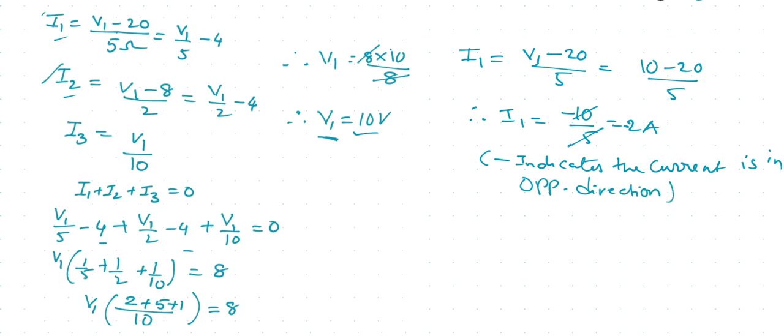So I1 is 2 amperes. What about I2? I2 equals V1 minus 8, so that is (10 minus 8) by 2, which equals 2 by 2, that is 1 ampere. Therefore I1 is 2 amperes and I2 is 1 ampere.